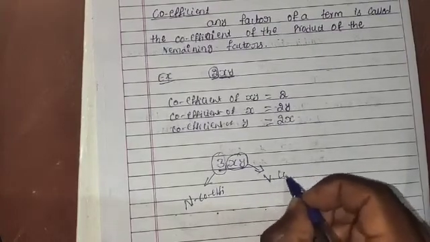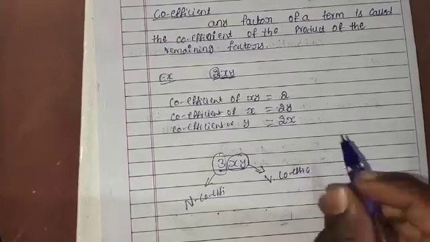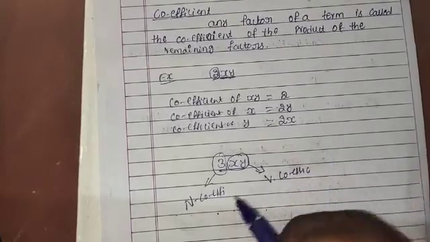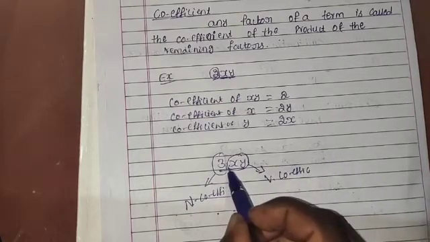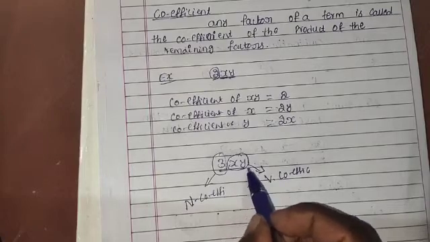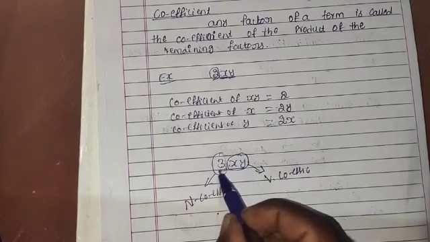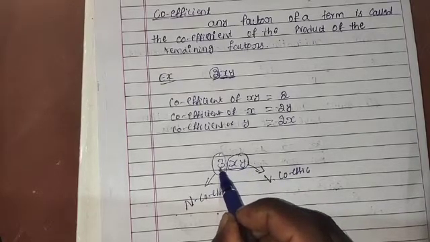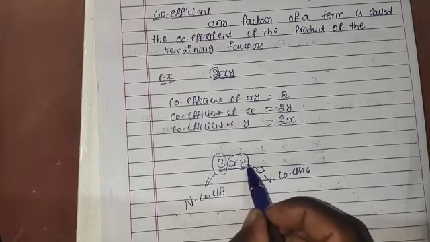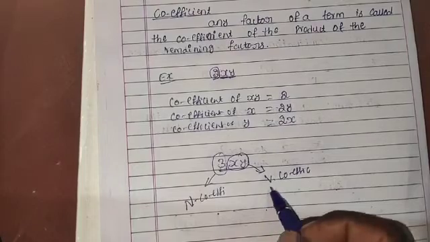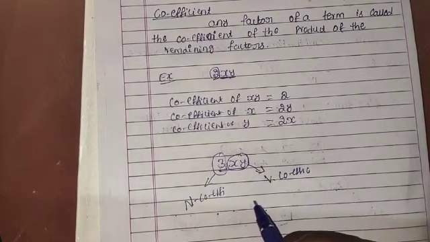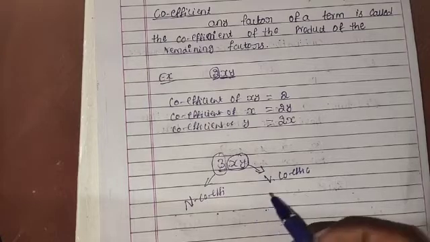There are two types of coefficient, numerical coefficient and variable coefficient. In the given term 3xy, the variable coefficient is xy and the numerical coefficient is 3. Thus we find out the coefficient. The coefficient means any factor of a term is called the coefficient of the product of the remaining factors.